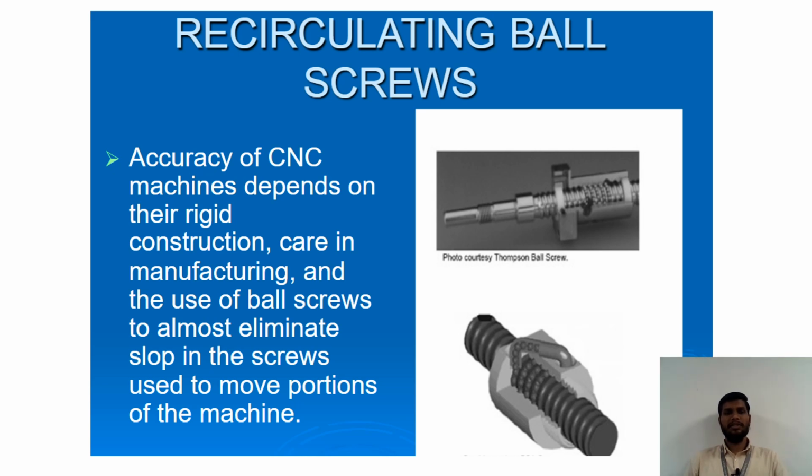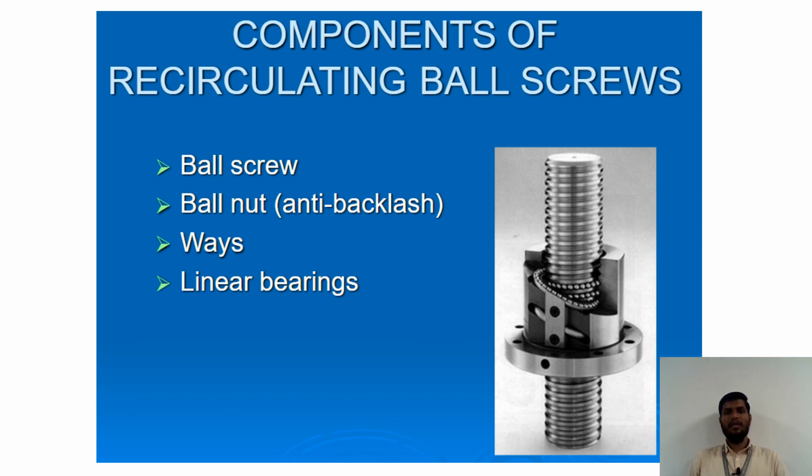Accuracy of CNC machines depends on their rigid construction, care in manufacturing, and the use of ball screws to almost eliminate slope in the screws used to move portions of the machine. Components of a recirculating ball screw: a recirculating ball screw consists of ball screws, ball nut, base, and linear bearings. Here is the picture of original recirculating ball screws.